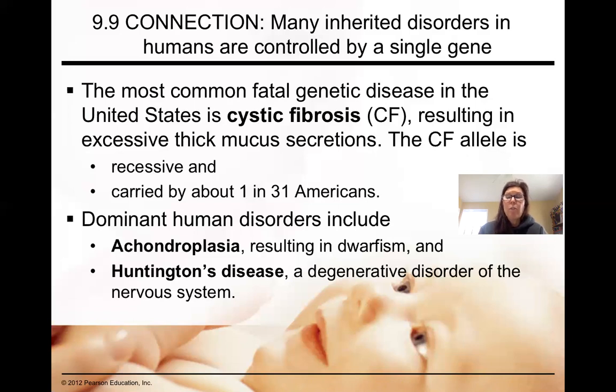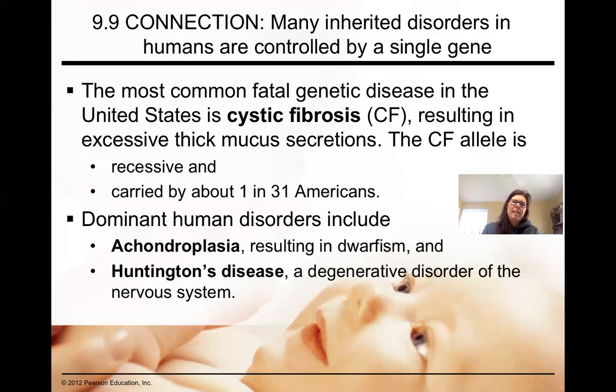And so you could have 2 achondroplastic dwarfs get married, have kids, and have normal sized children because they both are carrying basically that gene for normal bone development.